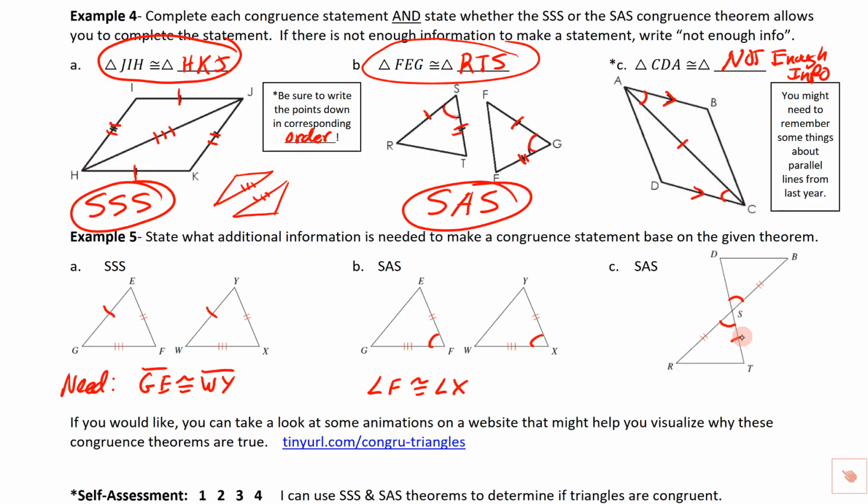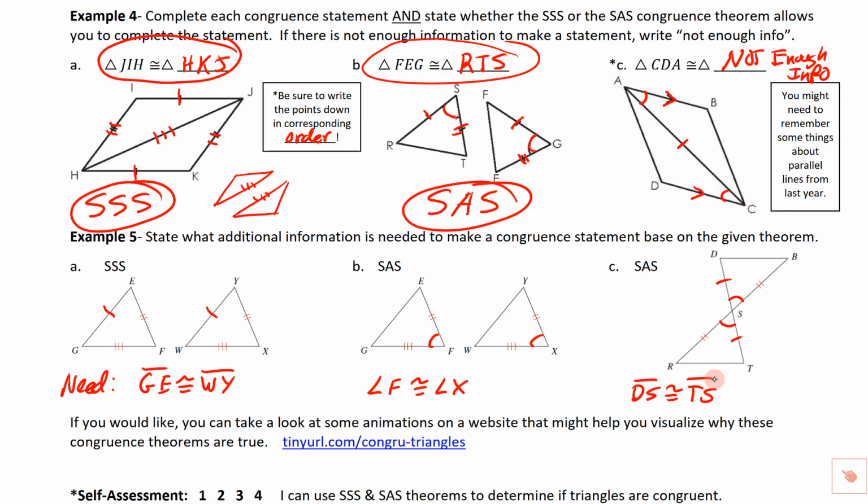What we need is this side right here to be congruent to that side right there. So what we need, and we'll say it this way, is side DS to be congruent to, if I say DS, I really ought to say TS down here. Those are the pieces of information that I need.